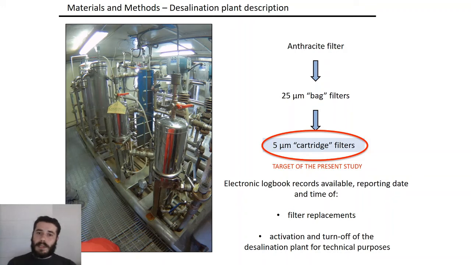In the powerhouse, the electronic logbook records the date and time of each filter replacement, and at the same time of the activation and turn off of the facility for technical purposes. This particular data would allow us to have an estimate of the hours which the filters have been filtering seawater, and thus an estimate of the cubic meters filtered by each individual filter, which range for this particular study from 12.7 to 62.8 cubic meters per filter.